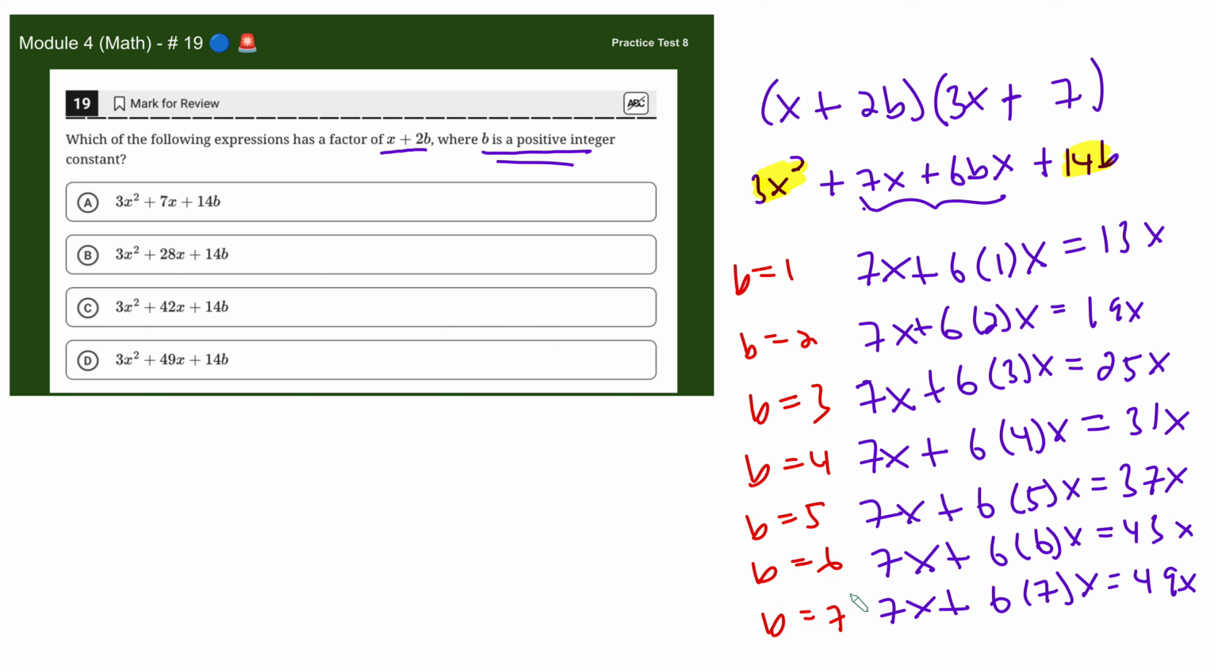And the SAT loves for people to waste their time. So if I were you, I would actually start from the bottom up. So whenever you're doing plug-in problems, like when you have to just plug in a bunch of problems, start with D and work your way backwards, because a lot of times your answer will be towards the bottom. All right, so our answer right here, we got 49x, which matches this right here. So the answer is D.